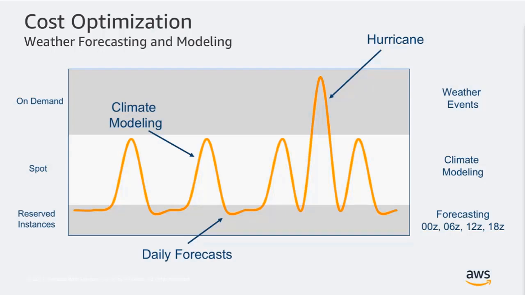So in this example, a company is doing weather forecasts and modeling. Now they should be using reserved instances for the round-the-clock forecasting, but then during work hours, the weather scientists should be using the spot market and running climate model jobs leveraging the spot market. But when a major weather event occurs, they should use on-demand instances to increase the resolution and the frequency of the forecasts.